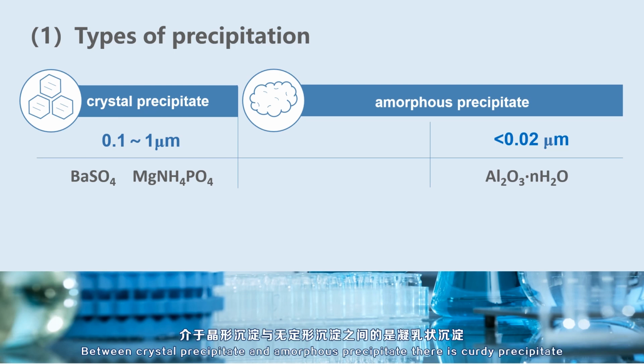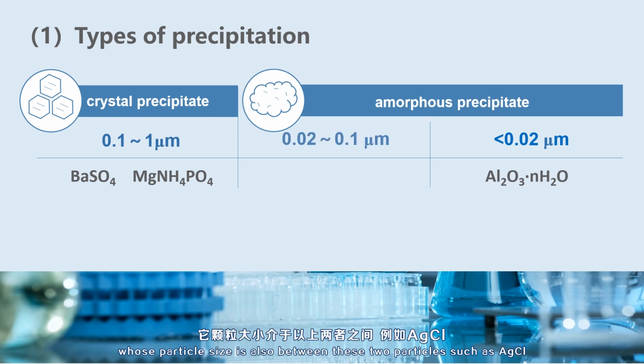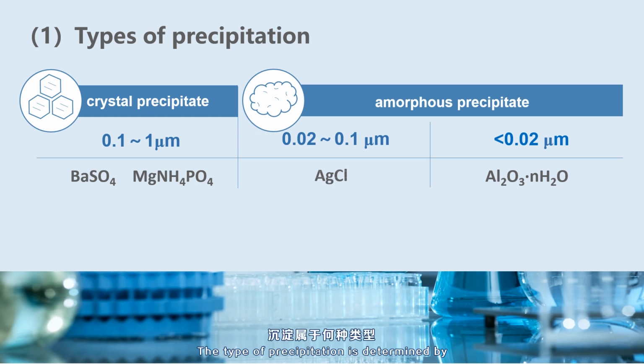Between crystal precipitate and amorphous precipitate, there's cloudy precipitate, whose particle size is also between these two, such as silver chloride. The type of precipitation is determined by the physicochemical properties of the precipitate, but the precipitation conditions also play a significant role. For example, the size of the precipitate particles is related to the concentration of the crystalline ions during the precipitation reaction.